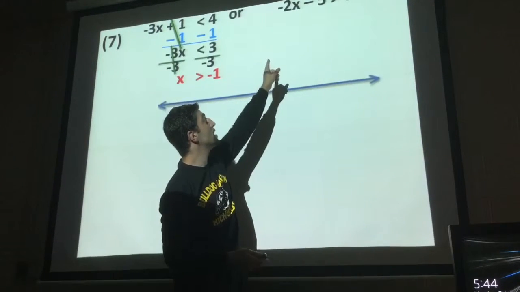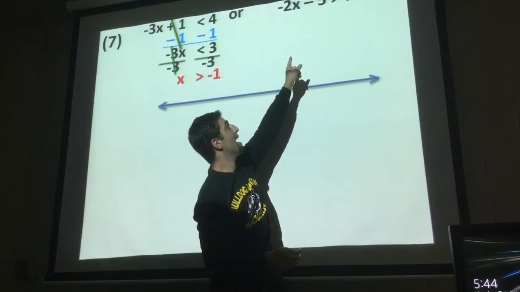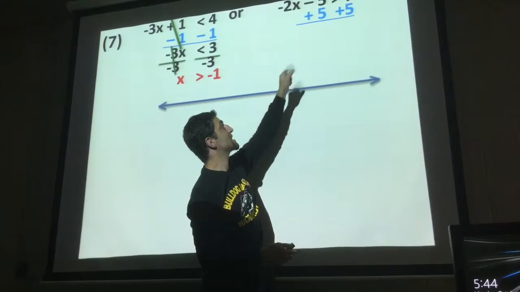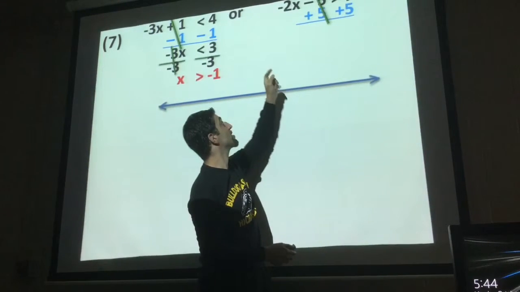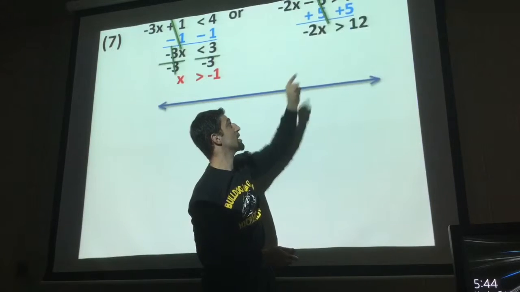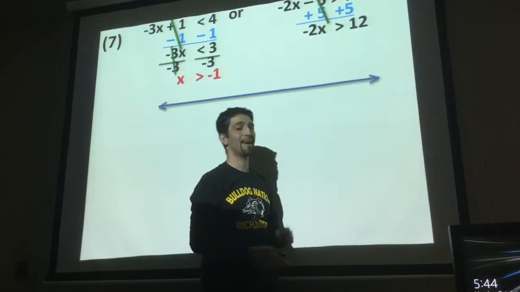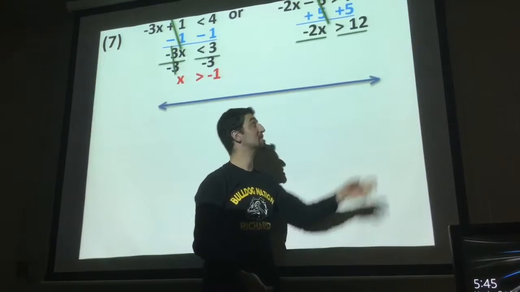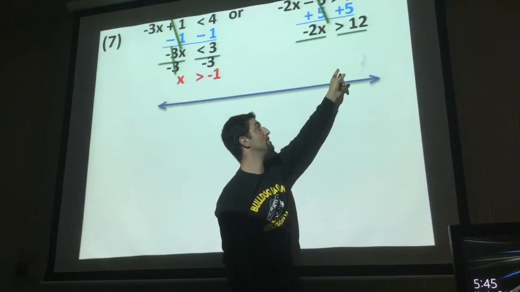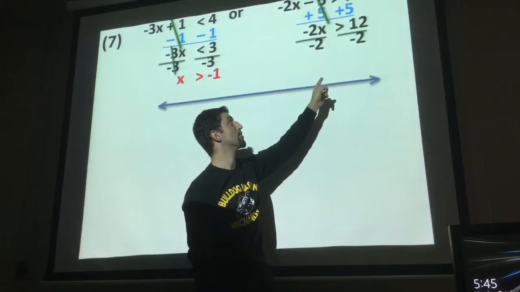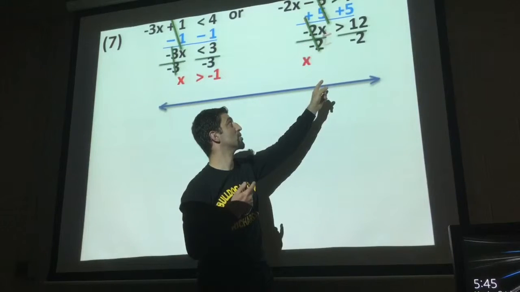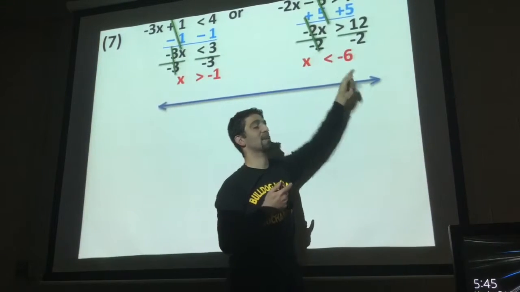Now over here, you're going to have to add 5 to both sides. That's going to cancel out the 5s, and then you're going to have negative 2x is greater than 12. Divide by a negative. Again, dividing by a negative changes the sign. So that greater than symbol now is a less than symbol. Okay? Because we divided by negative 2. So x is less than negative 6.